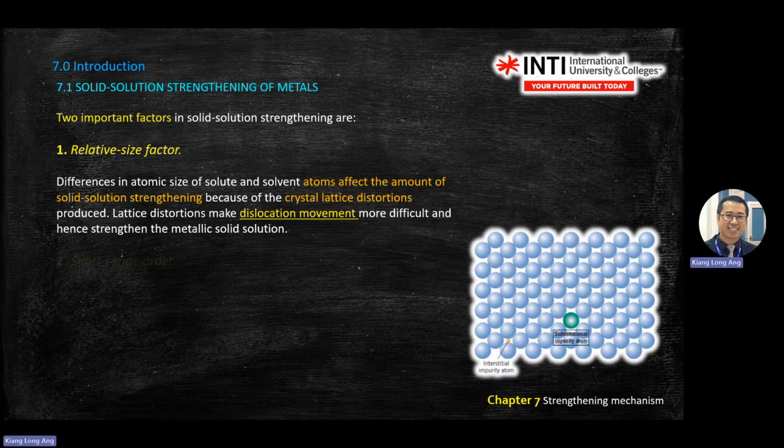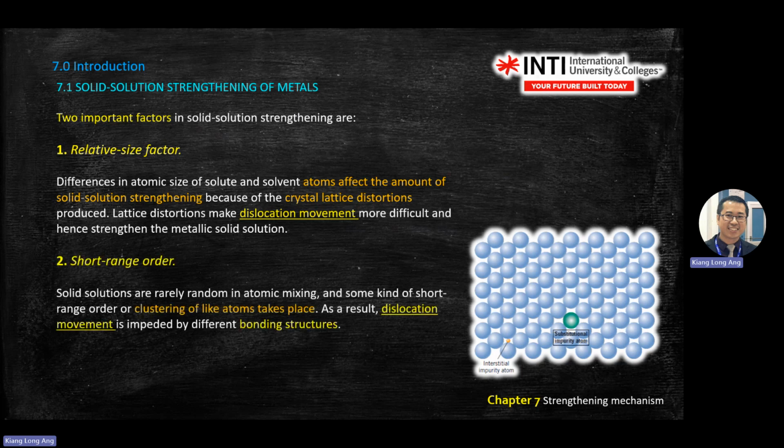Okay, the first one is relative size factor. So if you want to do strengthening, you need to look at the size of the atoms, right? The R, the radius. So again, dislocation movement, you want to restrict the movement by using size. Second, the short range order.